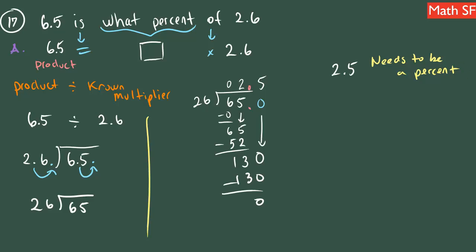Therefore, we have to multiply times 100%. If we're multiplying times 100%, the shortcut is to move this 2.5 two spaces. So you're going to have 2.5 and move 2 spaces. 1, 2. And the point should be here, and fill this with zeros. Therefore, that should be 250%.